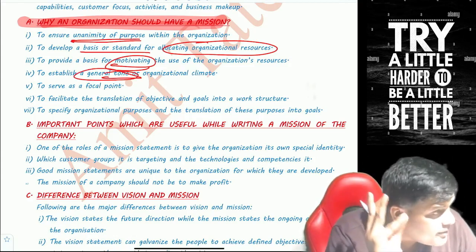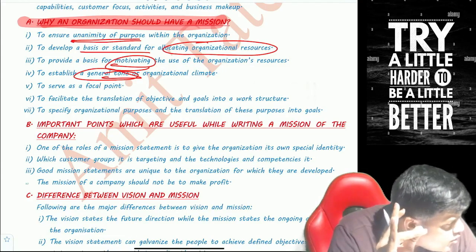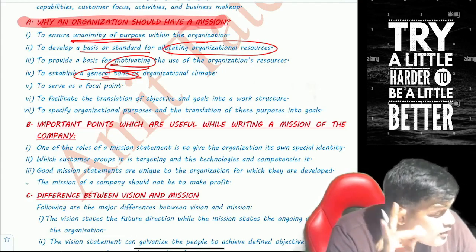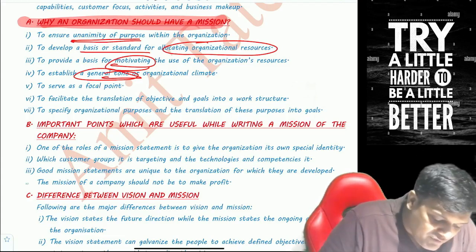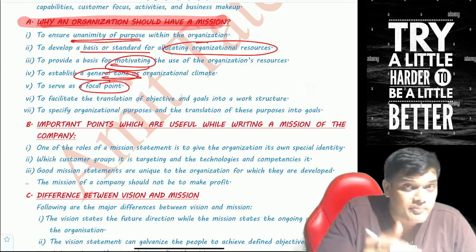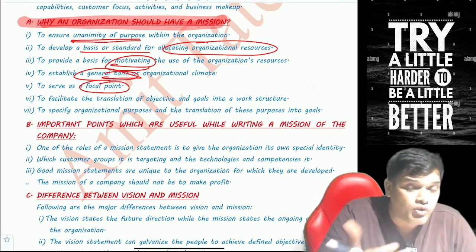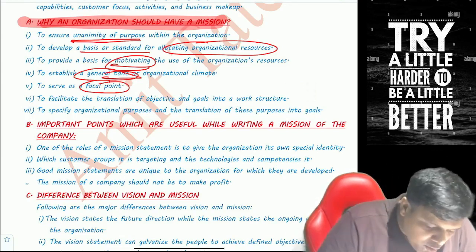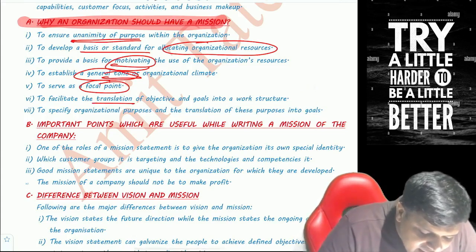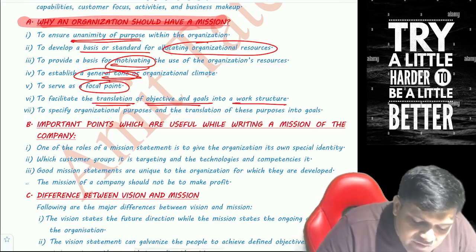The first point, everybody will be having the same purpose. Second, there will be the organization's resource allocation, how to allocate. Third, motivating. Fourth, general tone. Fifth point, it is having a focal point. Focal point means center point. Center point means what should be a starting point, where we should go, where we should start, and how we should go ahead. Everything is focal point.